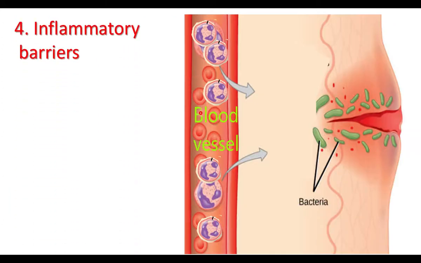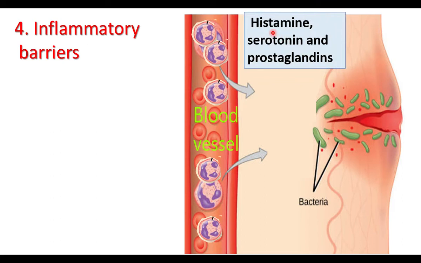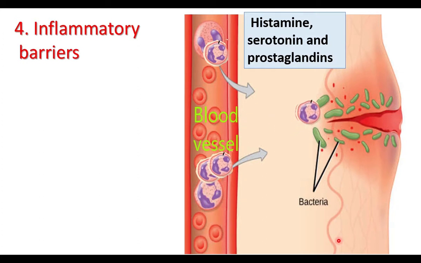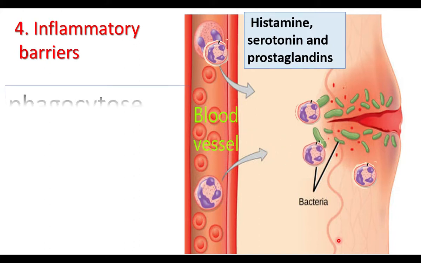This is a blood vessel. This is tissue. This diagram shows tissue damage. The damaged tissue shows inflammation, that is swelling, and through the tissue damage, the bacterial cells enter inside. The chemical signals by histamine, serotonin and prostaglandins attract the phagocytes to the infected area. The phagocytes move out of the blood vessels and enter into the tissues to engulf the disease-causing organism.